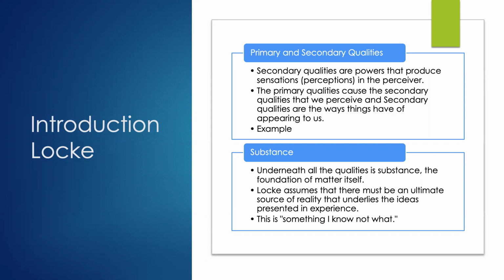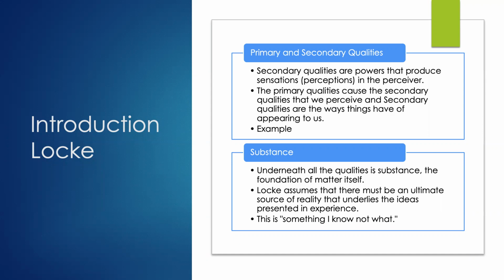So Locke embraces the primary-secondary quality distinction, but he makes slight modifications. Nothing extreme, basically keeping to the basics. For him, the secondary qualities are powers that produce sensations or perceptions in us, and the primary qualities cause these secondary qualities that we perceive. So primary qualities are what's real, and then they affect us in ways that give our perception the secondary qualities.